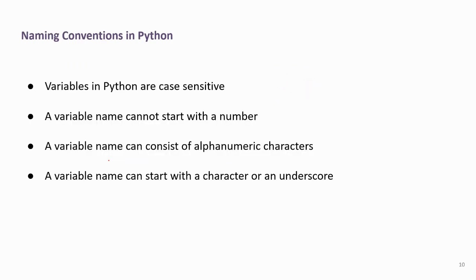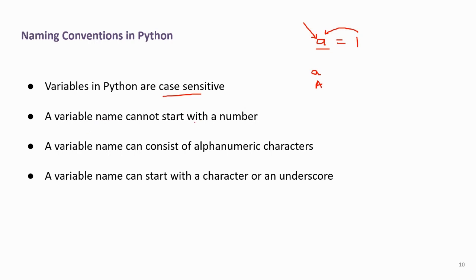Okay, now how will we name the variable? Just now I told you variable A will be assigned the value 1. That means we are assigning 1 to the variable A. Now what are the different ways in which we can name this variable? Here the name of the variable is A. Variables in Python are case sensitive. That means small a is different from capital A. Both are different.